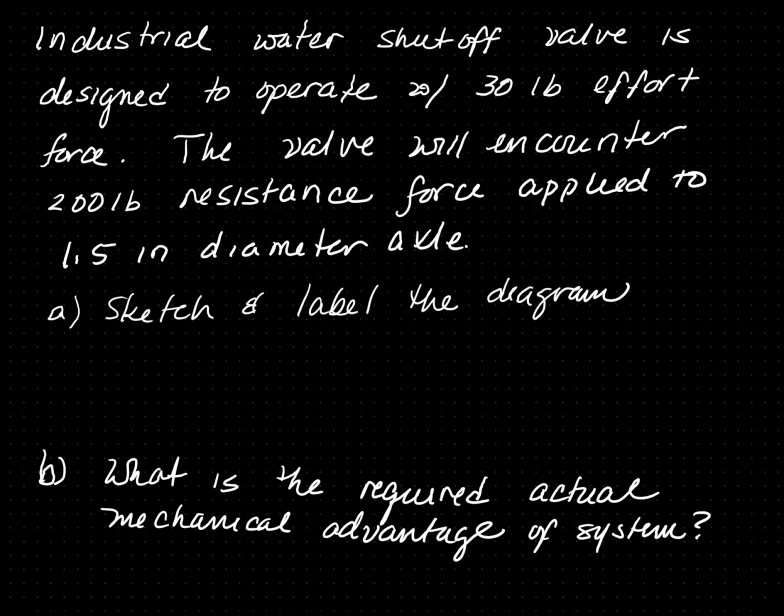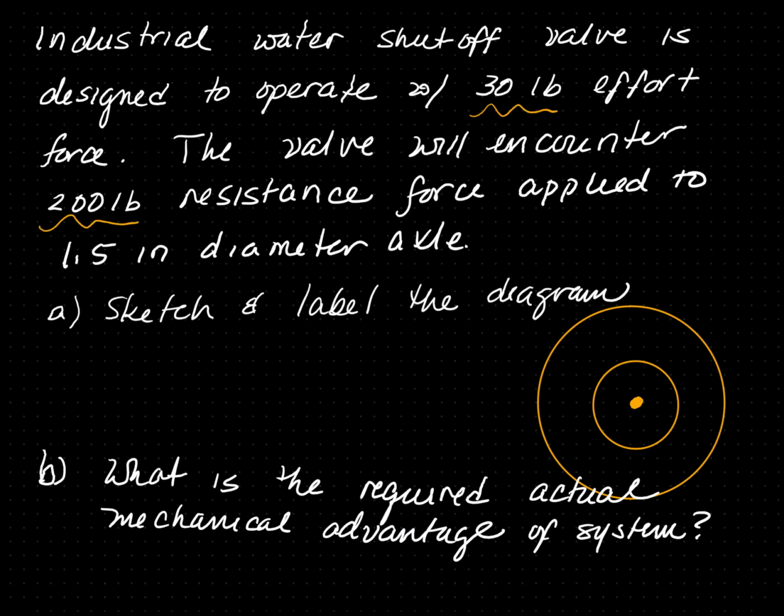An industrial water shutoff valve is designed to operate with 30 pounds of effort. The valve will incur a 200-pound resistance force, applied to a 1.5-inch diameter axle. Sketch and label the diagram. So this is 2 wheels that are concentric circles. We have wheel 1 and then the smaller wheel in between, and this is our axle or pivot point. Our effort wheel must be larger because the input force is less and the resistance force is greater. So the larger wheel is our effort wheel.